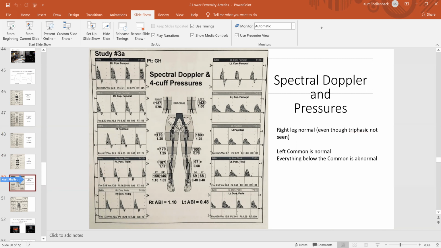Oh my God, what the hell is this? Right leg normal, even though triphasic is not seen. Left, what is this, a spectral Doppler and four-cuff pressure. So we have a pressure machine, but we don't have a PVR, so they had to use a handheld Doppler to do this. Left common is abnormal. Everything below the common is abnormal.